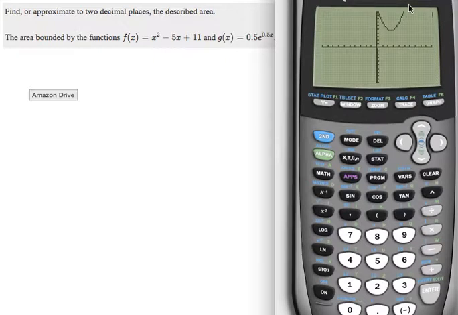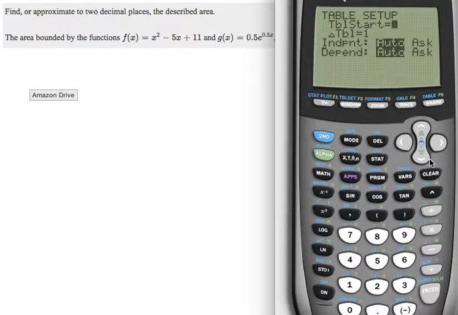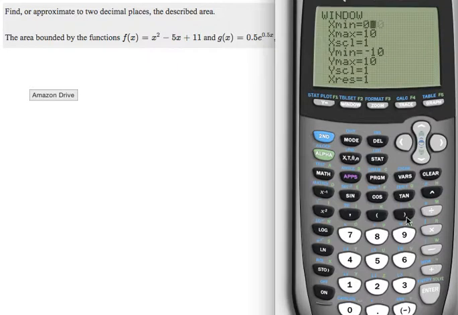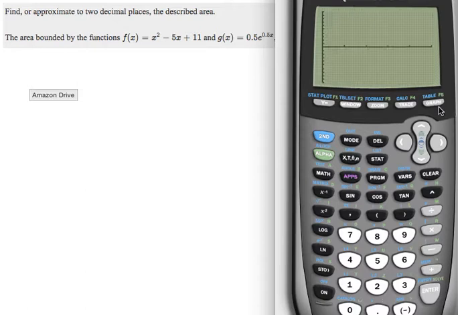Okay, that looks like the parabola f, and there must be the exponential function g. Oops, that's the table. Window, yes, okay, let's graph it from 0 to 5. Okay, you can see that there's f, and there's g. So f is greater than g on this interval from 1 to 4.